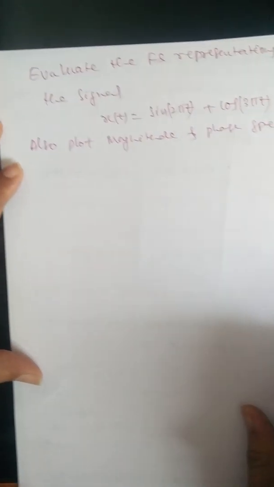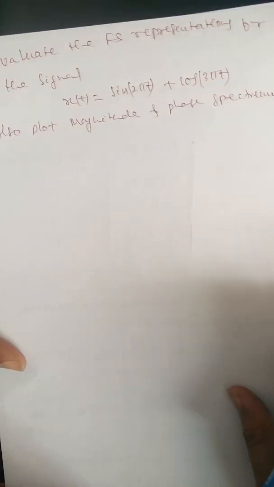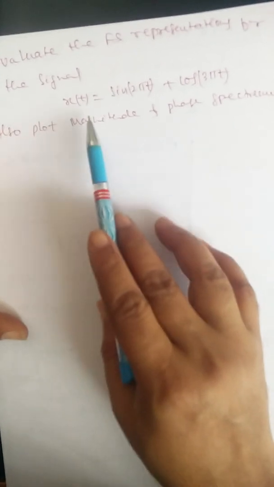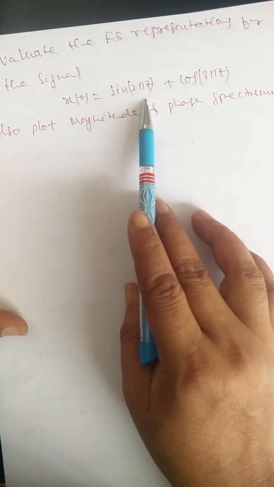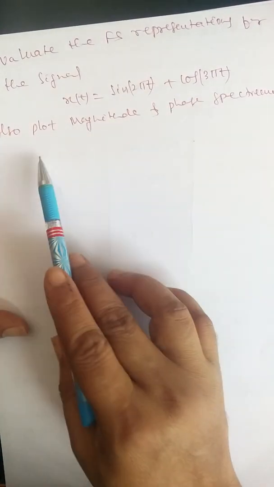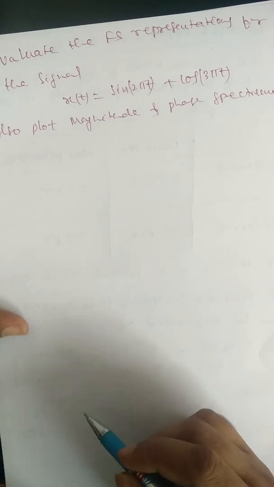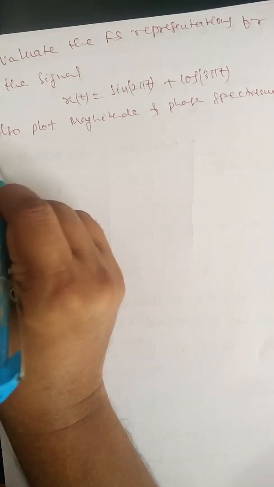This is one question. I have taken one basic example here. What is the question here? Evaluate the Fourier series representation for the signal x of t equal to sine of 2 pi t plus cos of 3 pi t. Also plot its magnitude and phase. Now let us solve this problem.